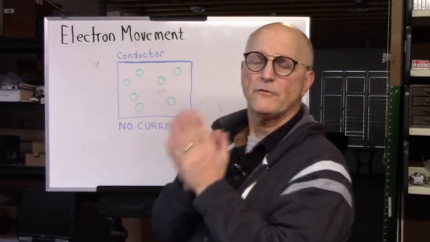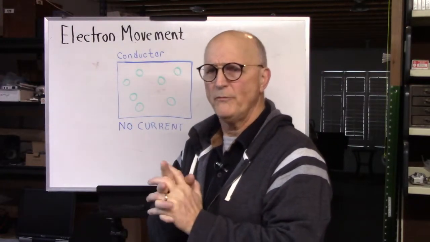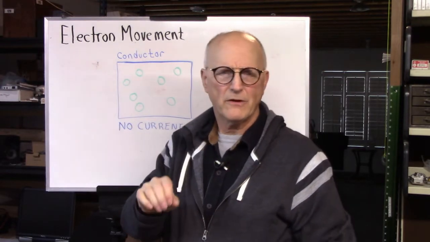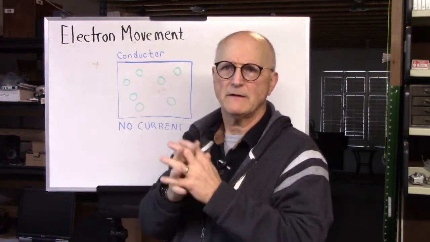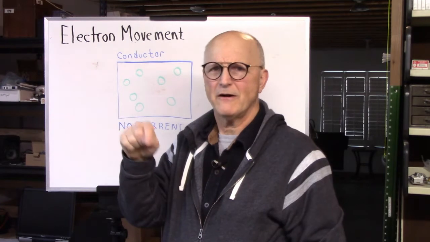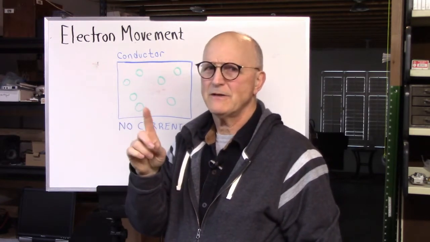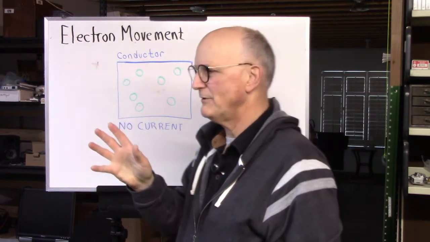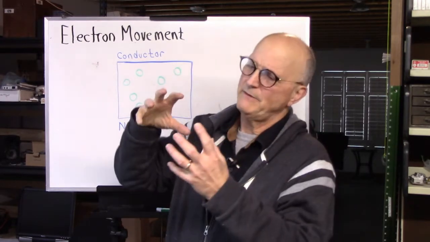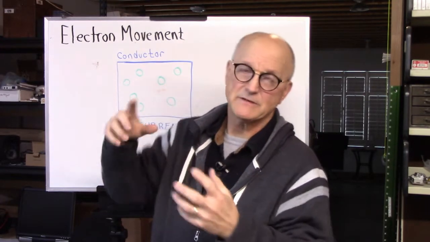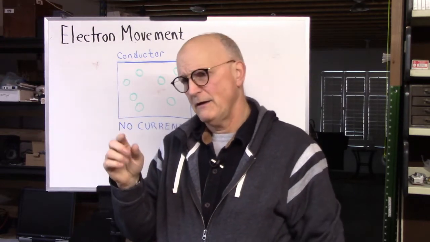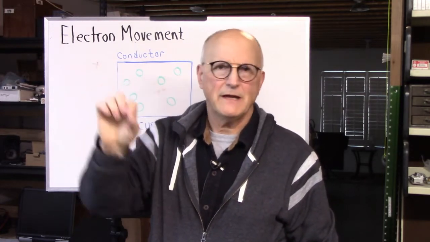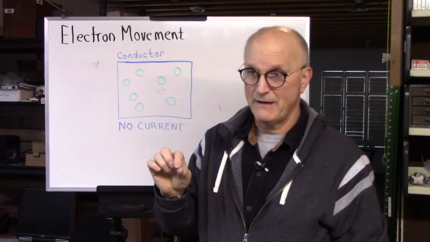Okay, so if current is the movement of electrons, does that mean that when we have a conductor where there is no current in that conductor, the electrons aren't moving? Well, the answer to that question is yes and no. How is that possible? Well, remember we talked about the atom and the valence electrons can be displaced. I mentioned that the valence electron from one atom can move over and take the place of a valence electron from another atom.